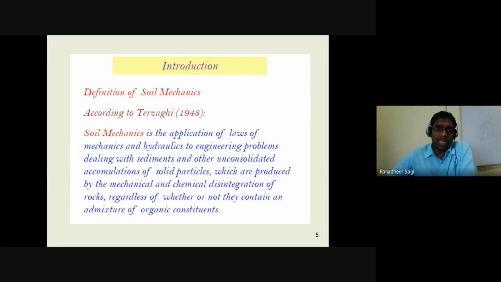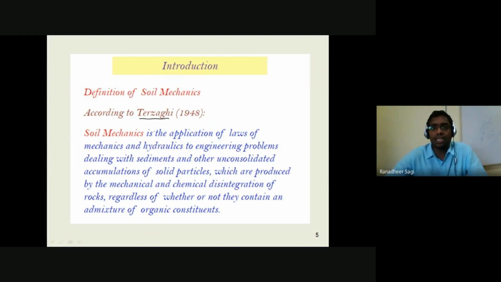So according to Terzaghi, who is basically called the father of soil mechanics. You have got various researchers who have contributed enormously to the development of geotechnical engineering and to developing various theories pertaining to various aspects of it. But the contributions of Terzaghi were tremendous, and we call Terzaghi the father of soil mechanics.